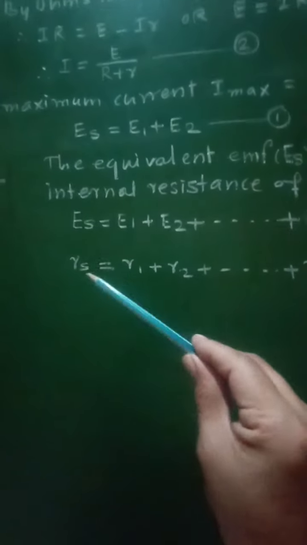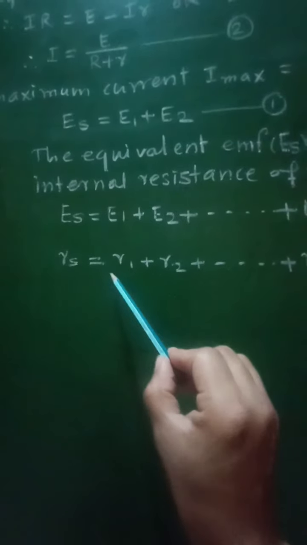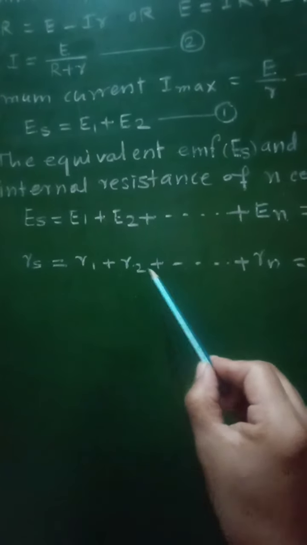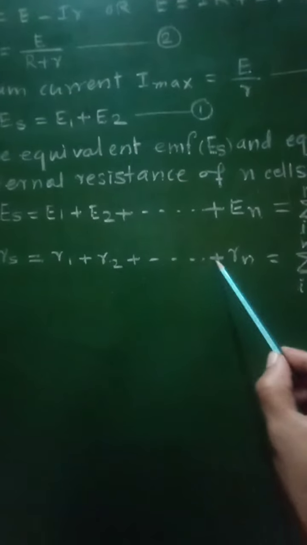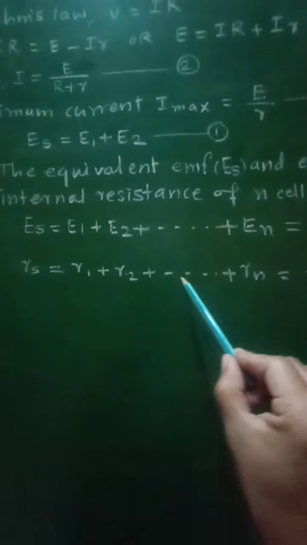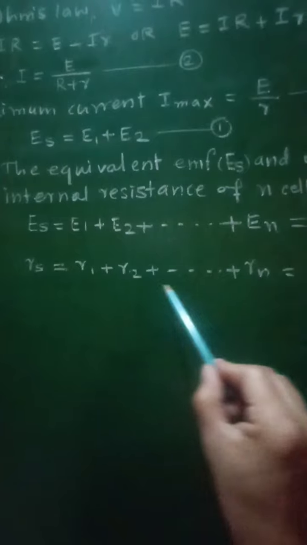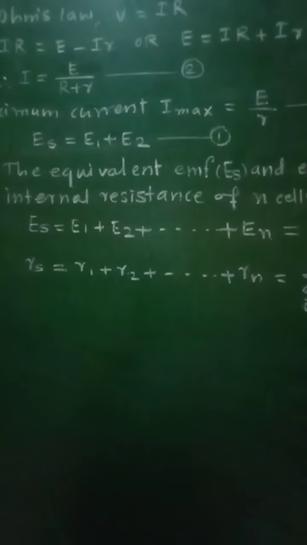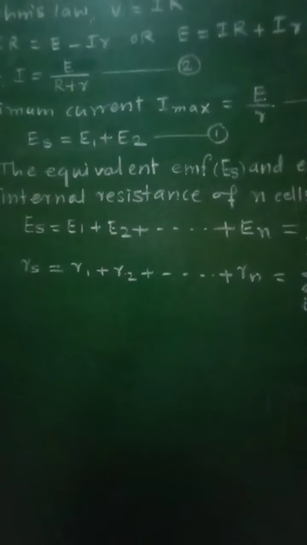Similarly, their equivalent internal resistance will be the sum of the individual resistances r1 plus r2 plus rn, and hence when the cells are connected in series, their equivalent internal resistance is also increased. We have already seen that r1 plus r2 plus rn is nothing but resistances connected in series. So when the cells are connected in series, their equivalent EMF as well as equivalent internal resistance are both increased.